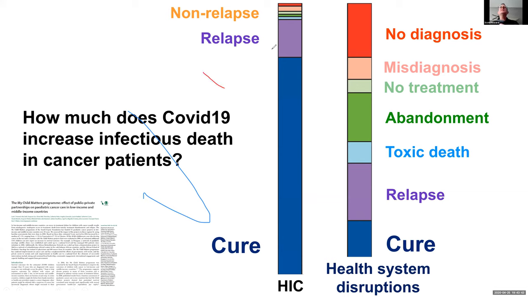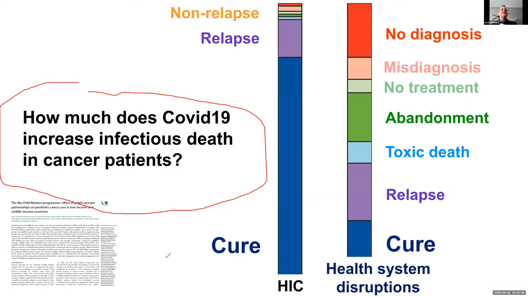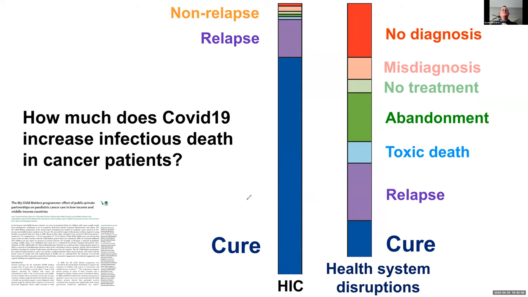And let me clear the annotations. So here's a question. How much does COVID-19 increase infectious deaths in cancer patients? And the answer is on the next slide. And it seems to be frozen, so let me try some tricks.